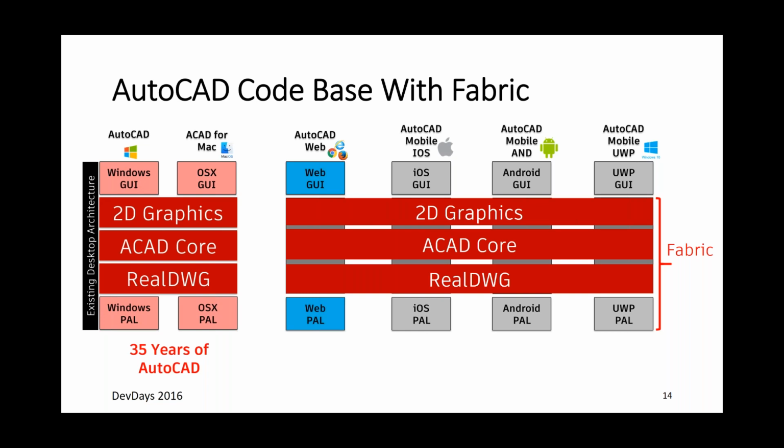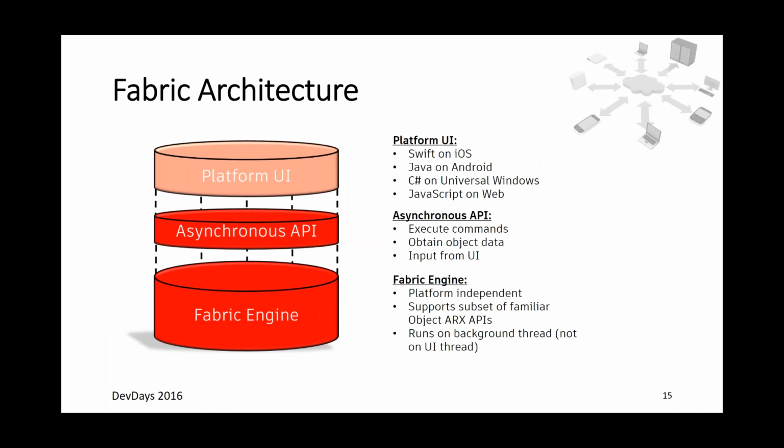If we look at the Fabric stack, we have a core Fabric engine, which is platform independent and supports a subset of the ObjectARX APIs with which you're already familiar. This Fabric engine runs on a background thread and communicates with the UI via an asynchronous API, which passes commands, object data, and inputs from the UI layer between Fabric and the UI. Each application built on Fabric needs to build its own UI specific to whichever platform it happens to be running on. So that would be Swift on iOS, Java on Android, C# on UWP, and JavaScript on the web.